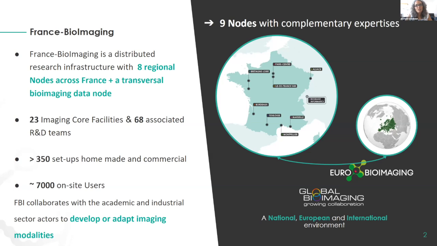So France BioImaging is a distributed research infrastructure with 8 regional nodes across France, plus a transversal node, which is dedicated to bioimaging data. And France BioImaging gathers 23 imaging core facilities, which are linked to 68 associated R&D teams. And it represents a technological park of more than 350 setups, both homemade and commercial. And last year, we gave access to around 7,000 users.